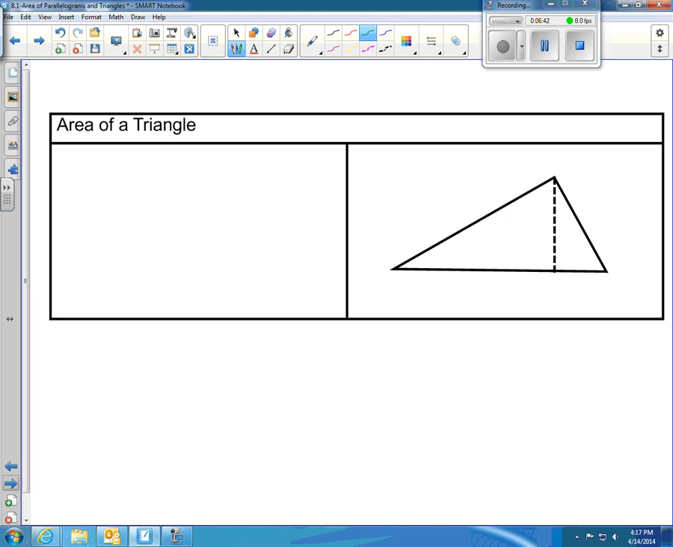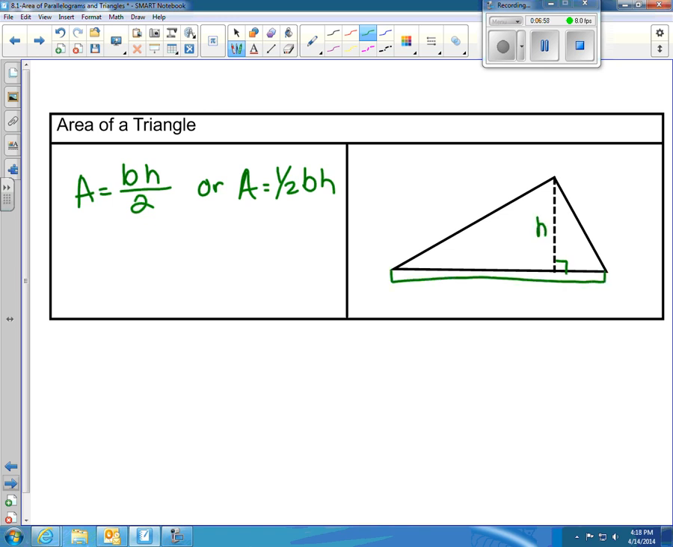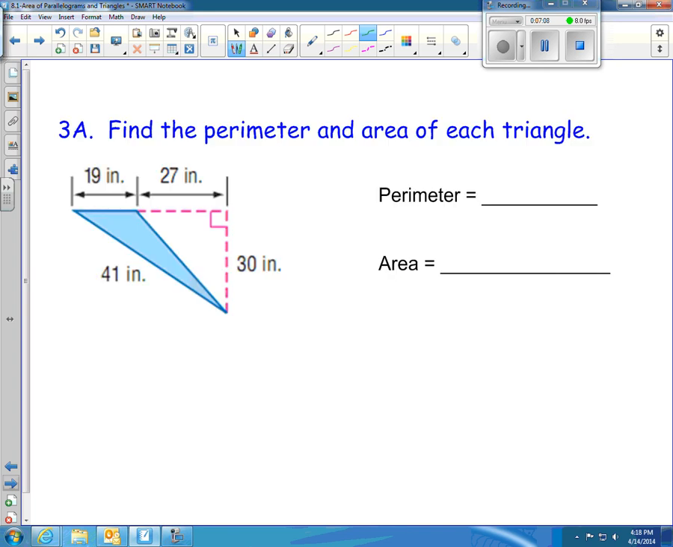Okay, let's talk about area of a triangle. You guys all know area of a triangle: base times height divided by 2, or it's 1/2 base times height. Again, your height is perpendicular to your base. All right, so just like in parallelograms, sometimes our height occurs outside of our triangle. Keep that in mind, such as in this problem.